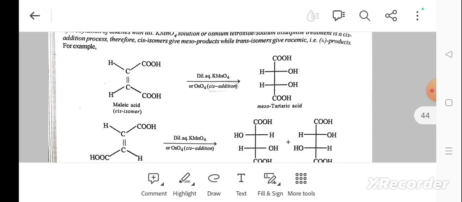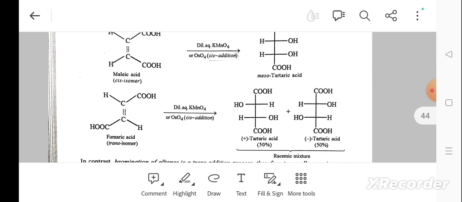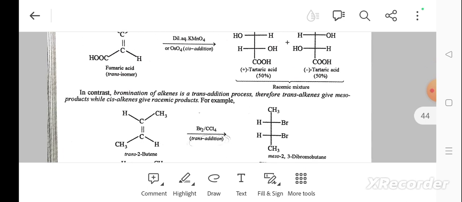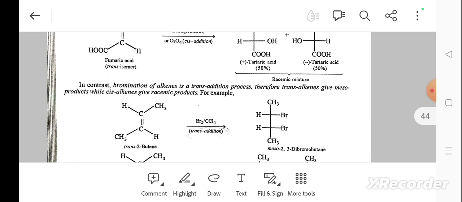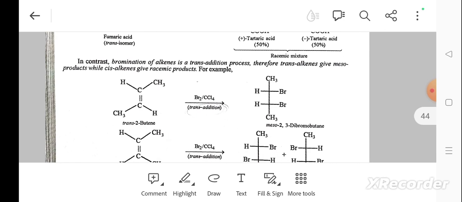For example, maleic acid in the presence of dilute aqueous KMnO4 gives meso-tartaric acid, whereas fumaric acid in the presence of dilute aqueous KMnO4 gives the tartaric acid, plus-minus tartaric acid, that is a racemic mixture. In contrast, the bromination of alkene is a trans addition process. Therefore, the trans alkene gives the meso product while the cis gives the racemic product.